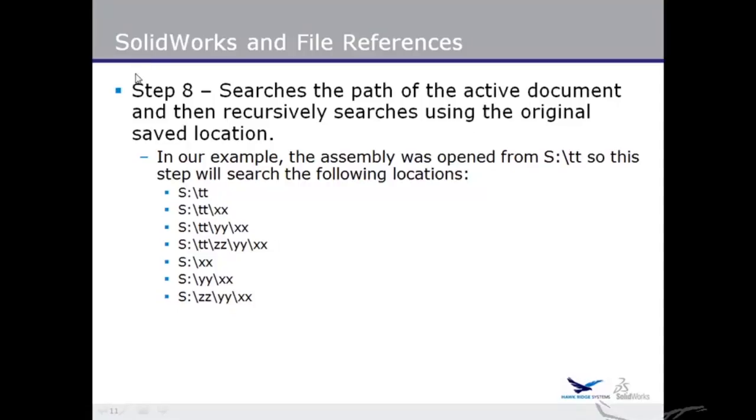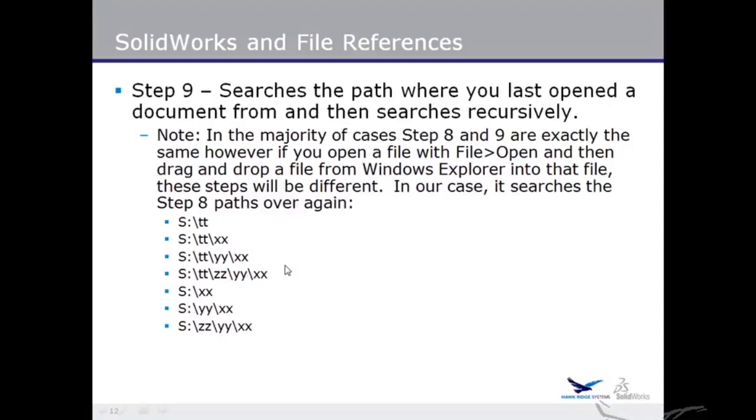Now, the other thing to note is that step 8 is actually where it would start if you had that option turned off to search for the external references in file locations. So it would have skipped right here to step 8. The next step is that it actually searches the path where you last opened a document from.